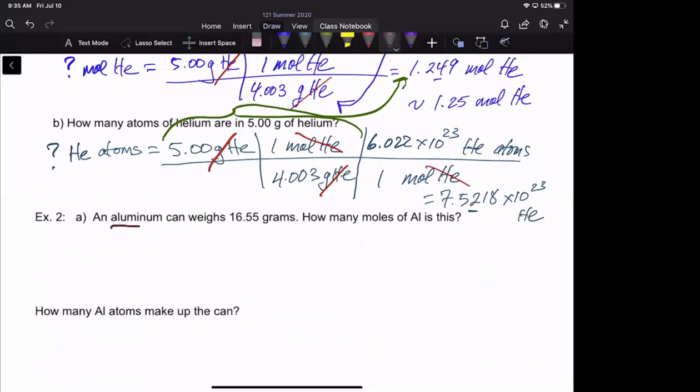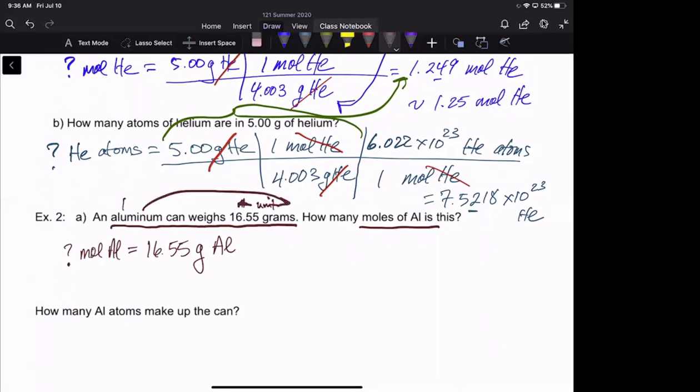An aluminum can weighs 16.55 grams. How many moles of aluminum are in that can? So let's see, we're looking for moles of aluminum. How many moles of aluminum equals 16.55 grams of aluminum? Here's my number, here's my unit, and here is what we're talking about, this is our label. Sorry, that's not super clear.